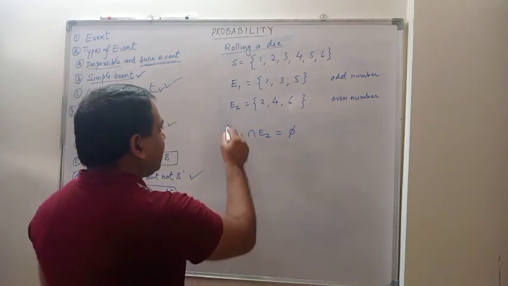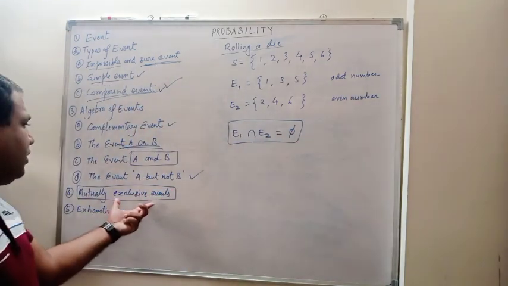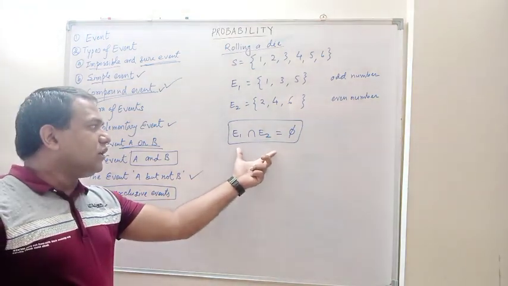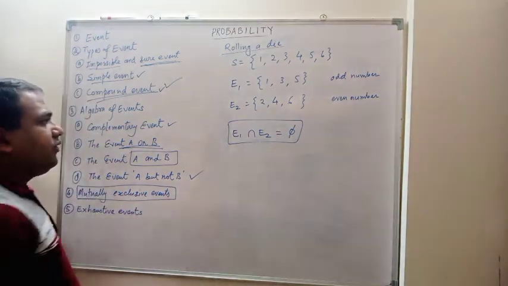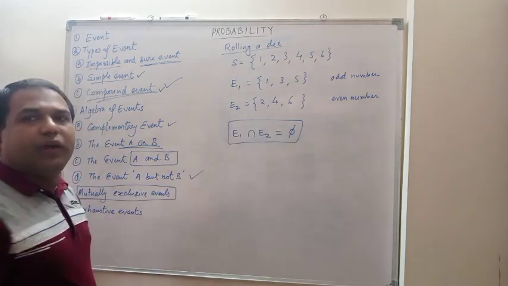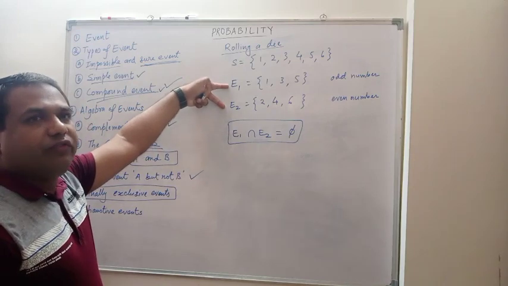This is one of the definitions for a mutually exclusive event. This is one of the conditions for the definition. And if E1 intersection E2 gives nothing, that means we can say these two events are mutually exclusive events.